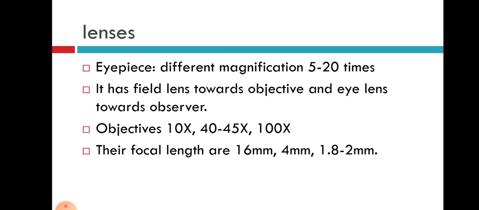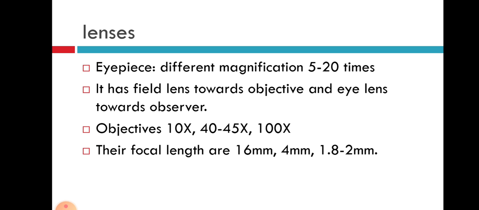Lenses. Eyepieces are of different types. It is an essential part of the microscope. These eyepieces have different magnifications ranging from 5 to 20 times. It has a field lens towards the object and an eye lens closer to the observer's eye.